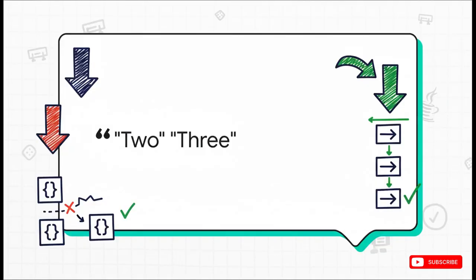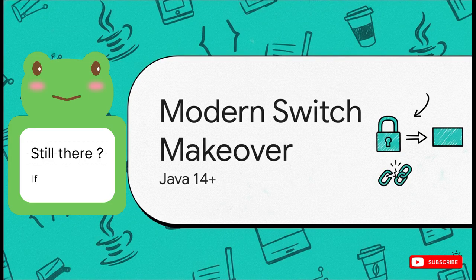And look at this. Here's what that disaster looks like in practice. If your input was 2, you don't just get 2 printed out. Oh no, you get 2 and then 3. This sneaky little bug was, without a doubt, one of the most common and frustrating things to track down in classic Java. Okay, so the good news is the people behind Java were listening.